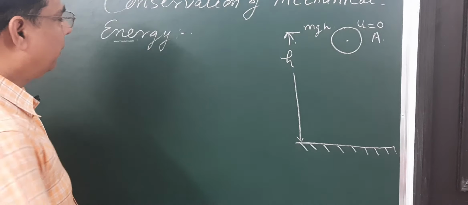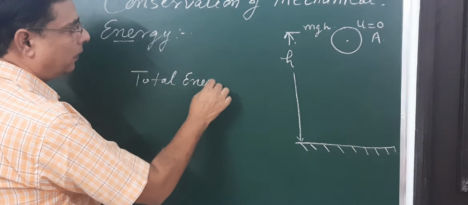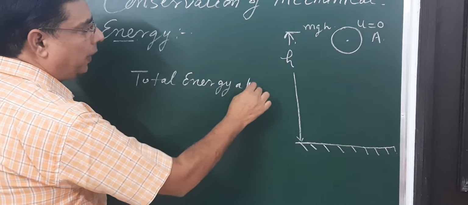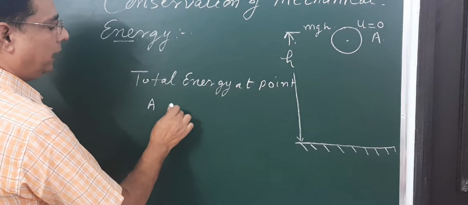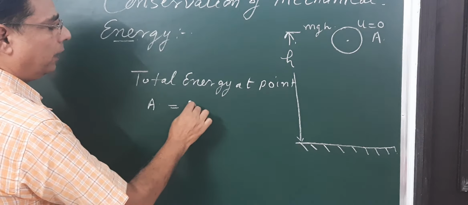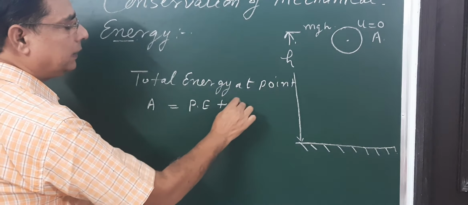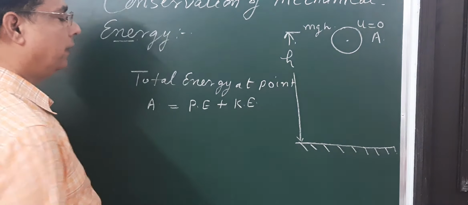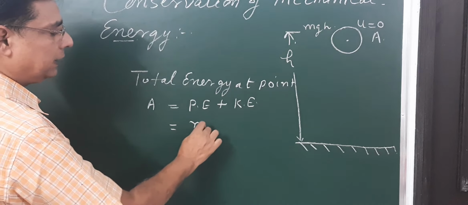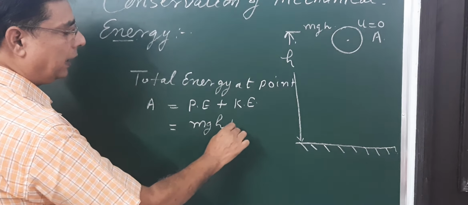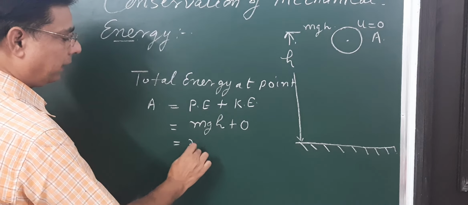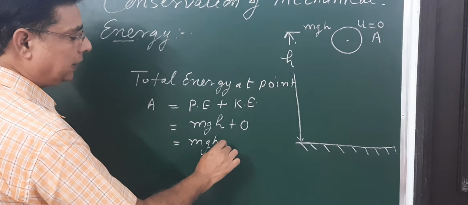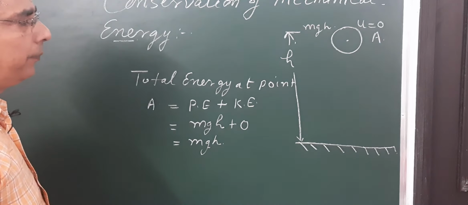So total energy at point A equal to potential energy plus kinetic energy. Its potential energy is mgh at this point and kinetic energy is 0. Therefore, the total energy will be equal to mgh at point A.